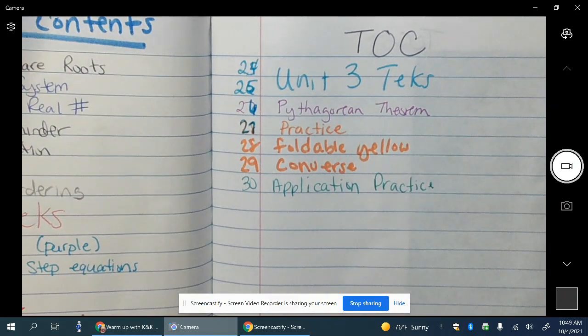Application practice. Okay? So we are going to just work through some word problems. I'm going to have you in groups. Tomorrow we're going to finish up that escape room. And then we'll do a little Mad Lib. And then Wednesday we will learn how to do this on a coordinate grid.